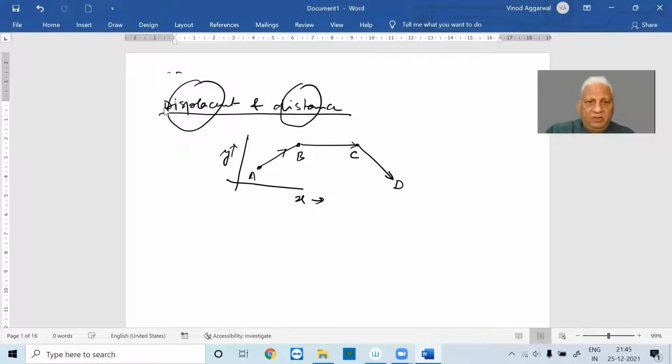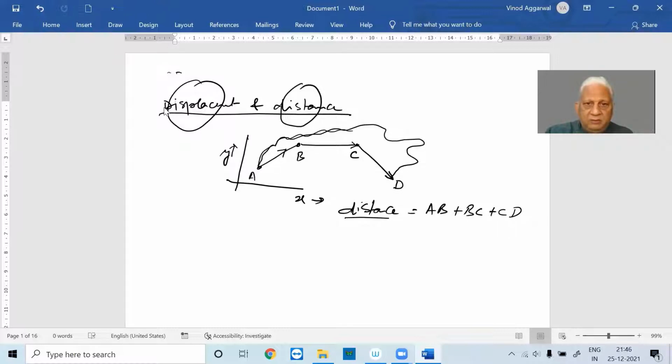Well, the distance you have traveled is A to B plus B to C plus C to D. You could have traveled in any other path, it doesn't matter. So the distance will still be the actual path you have traveled all along the path.